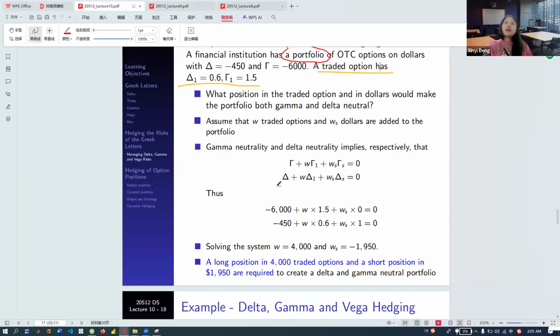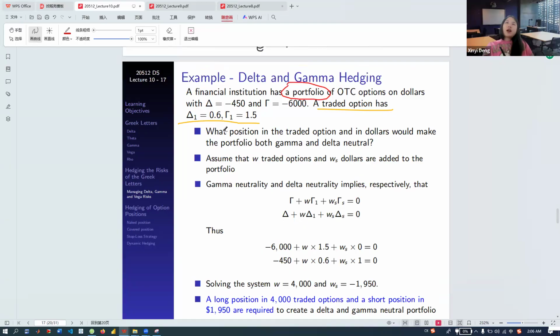So here we can just list out two equations. Oh, sorry, I forgot to mention that this is OTC options on dollars. So these are actually just currency options. So we're not only achieving the hedging utilizing the traded option, we're also hedging by taking a position in the underlying asset. And that underlying asset is dollars. Yeah, our underlying is dollars.